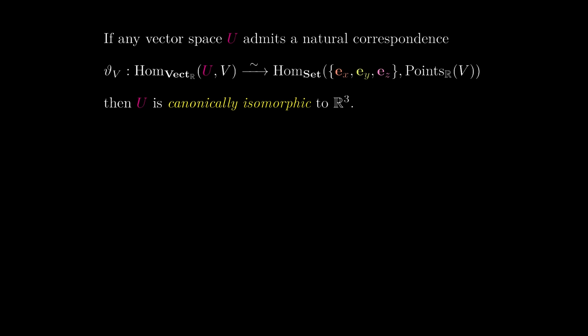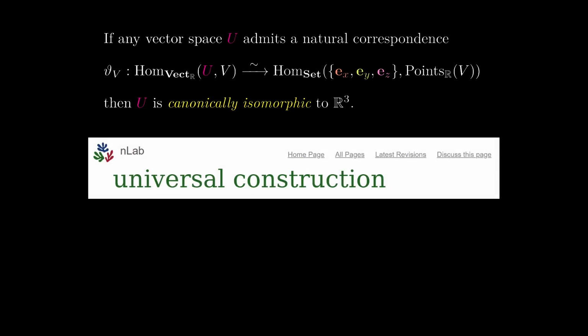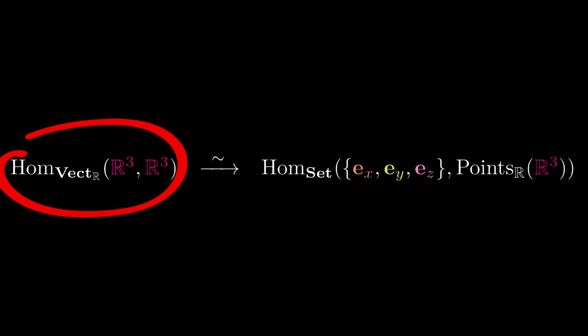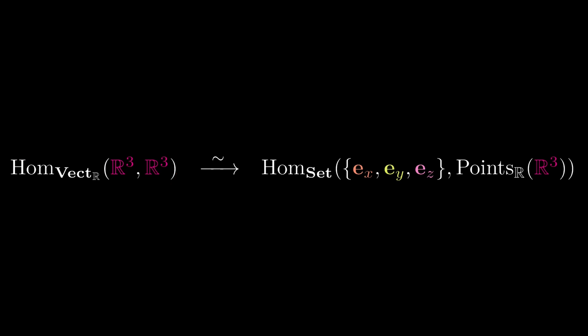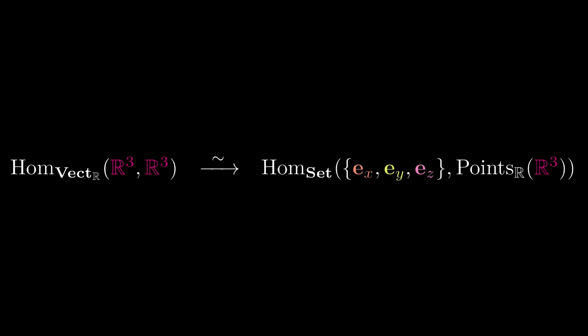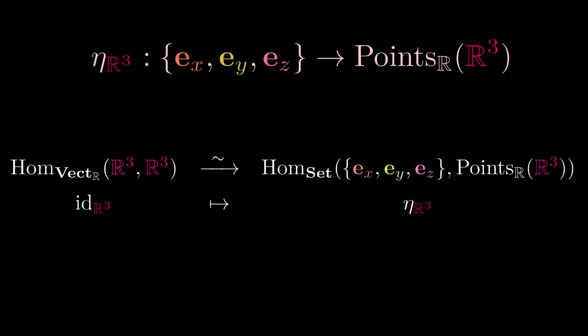In fact, this property gives us a universal property of three-dimensional space. To see this, take the correspondence and replace V with the three-dimensional space itself. The left-hand side now consists of linear transformations from three-dimensional space to itself, and in that set there's one very particular element, namely the identity map, which does nothing to each vector.